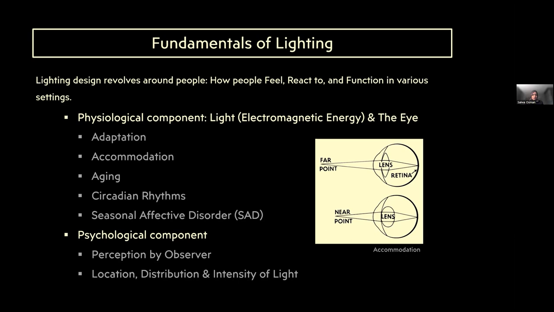So to cope with this very wide range of illumination, from a dark night, which measures about 0.01 lux, lux is a measure of light, to a sunlit beach, which is 100,000 lux, the visual system changes its sensitivity through the process of adaptation. And this happens through various processes.